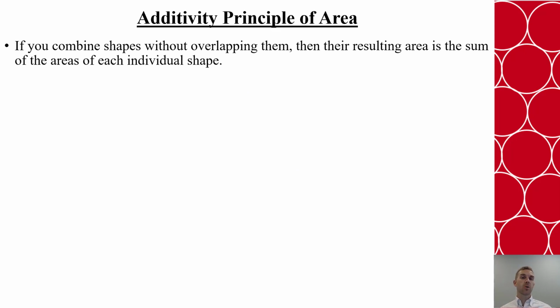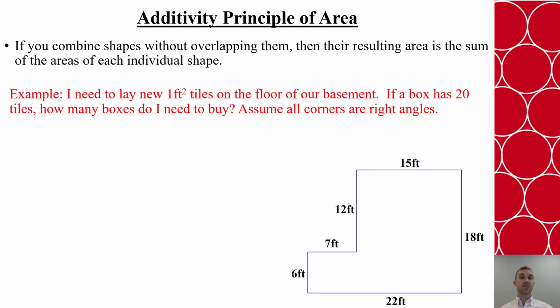Now with the additivity principle, this is stating that I can combine the areas of different shapes to create the total area of a larger shape as long as they're not overlapping. This can again be helpful if I can take some large irregular shape and split it into small recognizable shapes that I know the area. For example, say this is my basement and I want to lay 1 square foot tiles on the floor. And I know that a box has 20 of these tiles in them and I want to know how many boxes I need to buy.